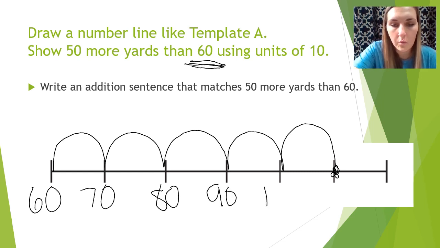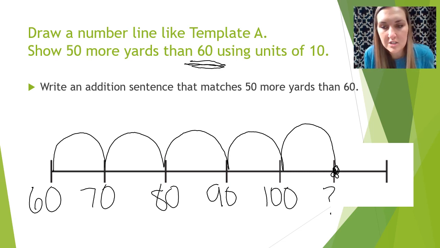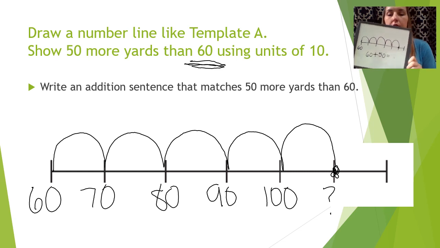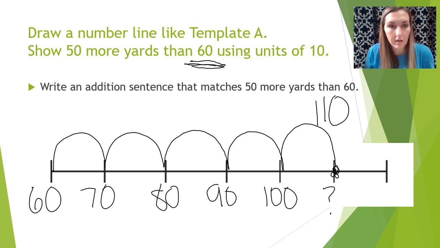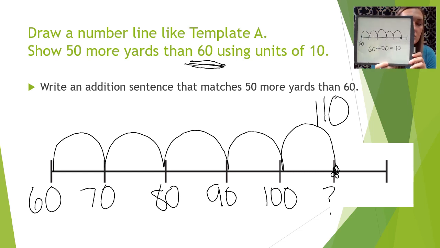90, 100. I'm going to put a question mark there, and I want you to see if you know what the stopping point is. Write a number sentence that would match this statement, starting with 60 plus. The number sentence you should have is 60 plus 50 equals 110. 50 more yards than 60 is 110.